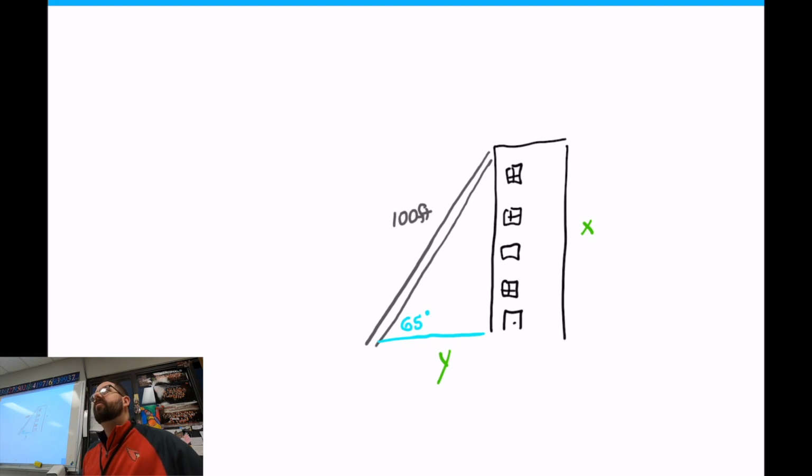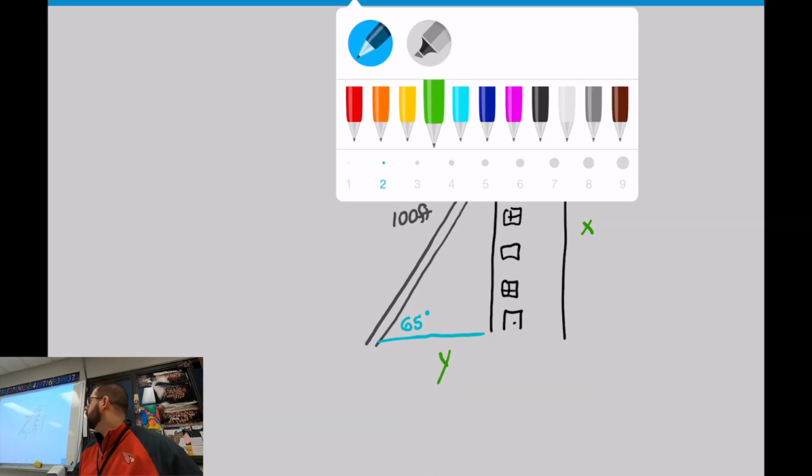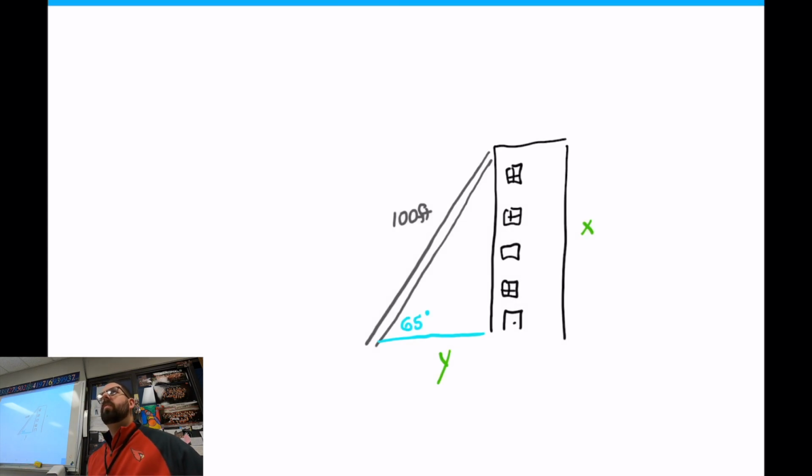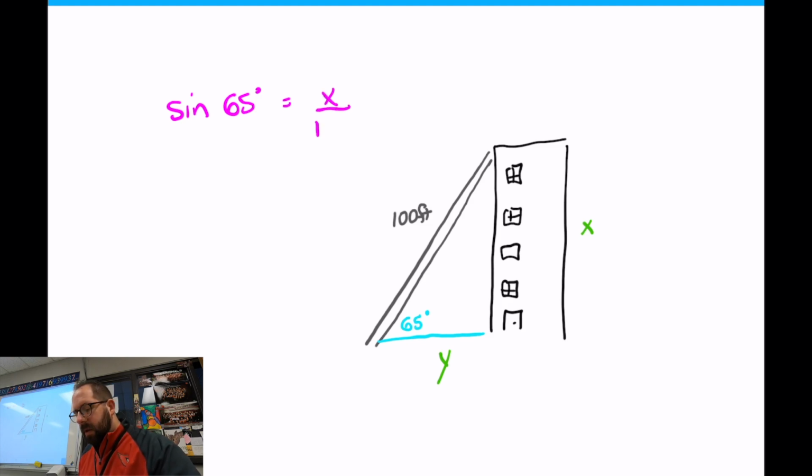So what do we have? How do we do it? How will we solve for x or y? Sine 65. Okay. If we do the sine of 65, keep going. It is x over 100. Now let's talk about why we can set up sine. Sine talks about opposite and hypotenuse.